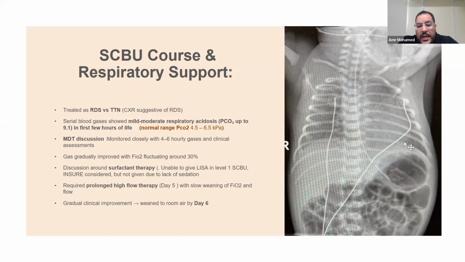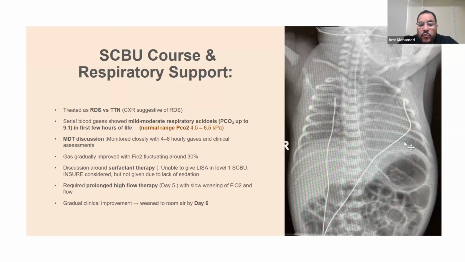Actually, that was related to a lack of sedation. So we don't have propofol, which is short-acting sedation. We just have fentanyl and atracurium. So that means we need to keep the baby on a ventilator for a while. So we didn't go through the surfactant administration for the twins.